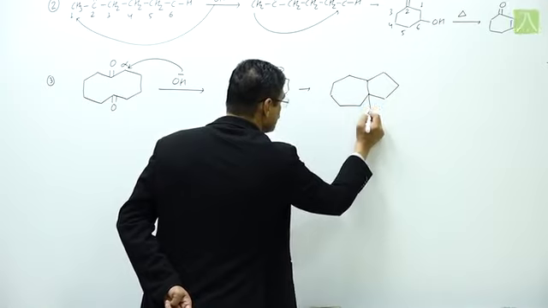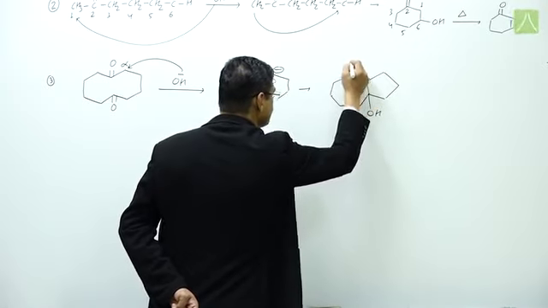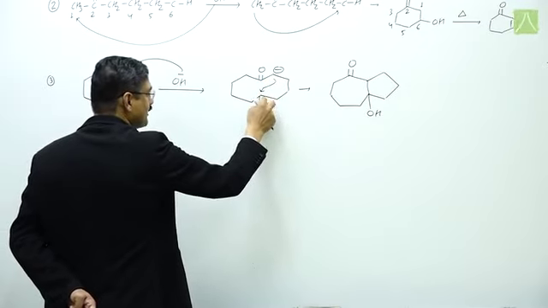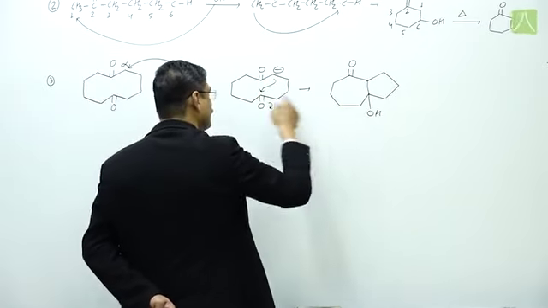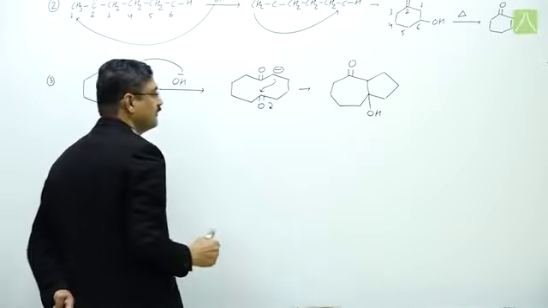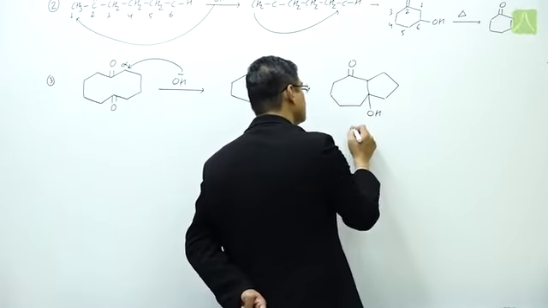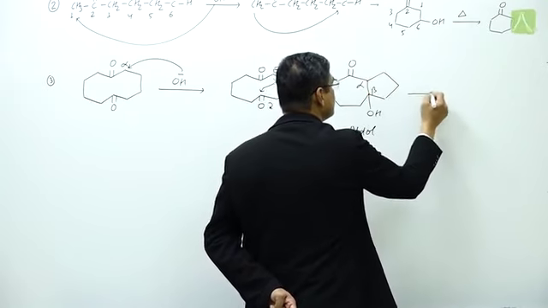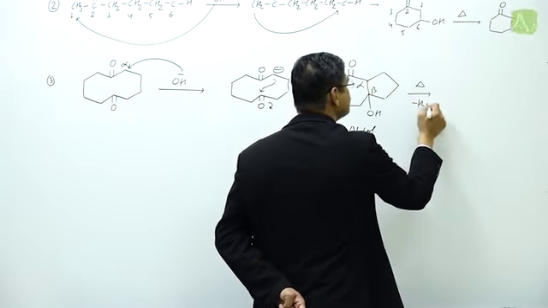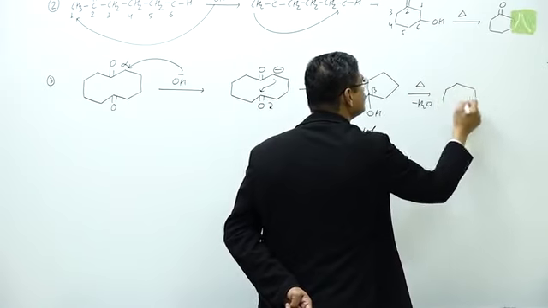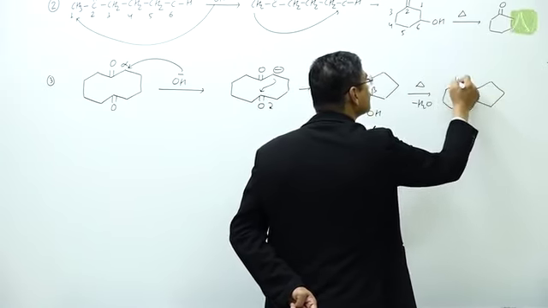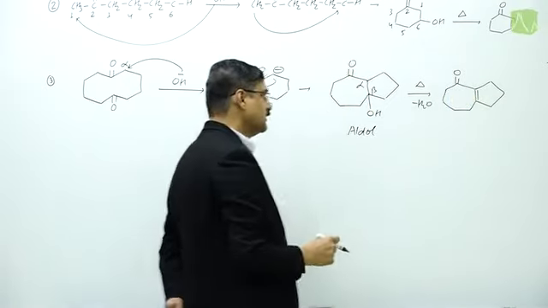So it is converted into a bicyclic compound, and the compound is like this: 1, 2, 3, 4, 5. So a 5-membered ring is formed, and the remaining is a 7-membered ring. So this is the aldol product. Again, you can check, it is an alpha beta, beta hydroxycarbonyl. After removal of a water molecule, the alpha beta unsaturated product is obtained.